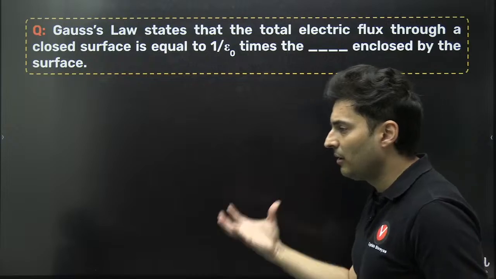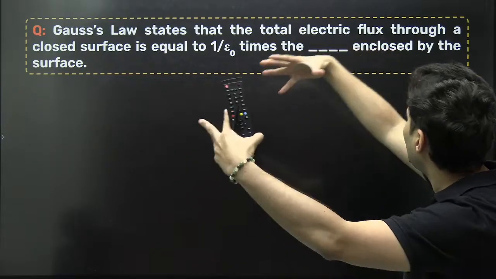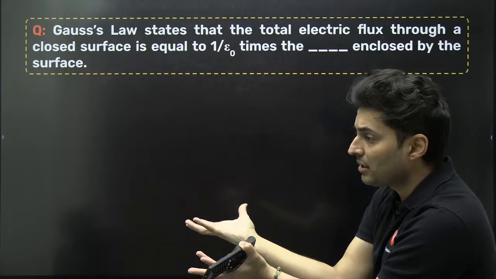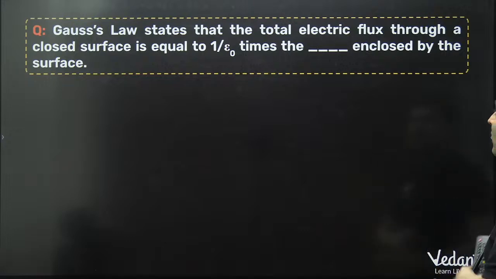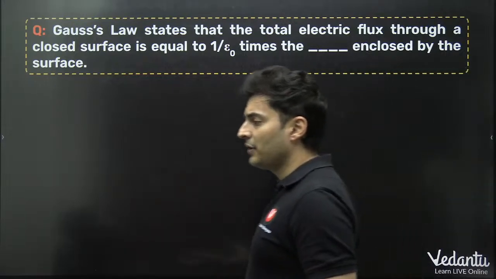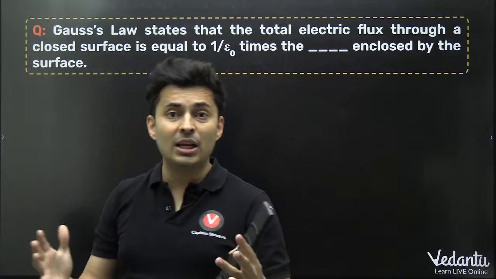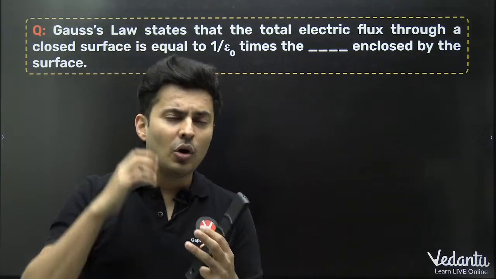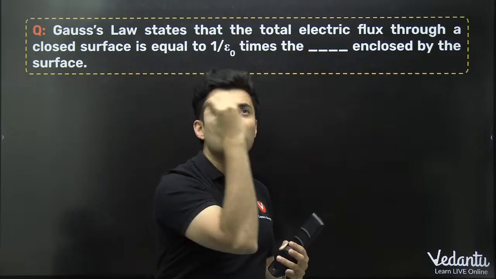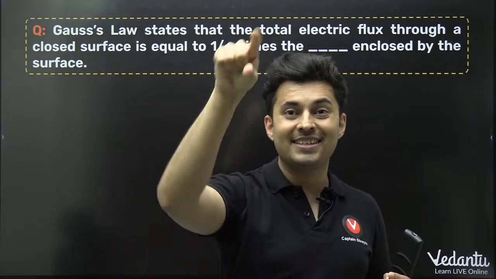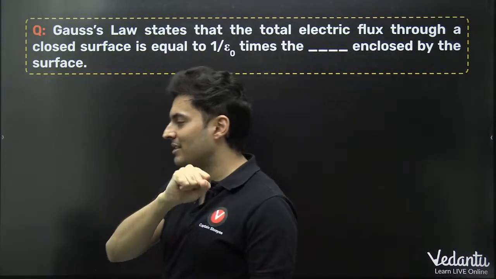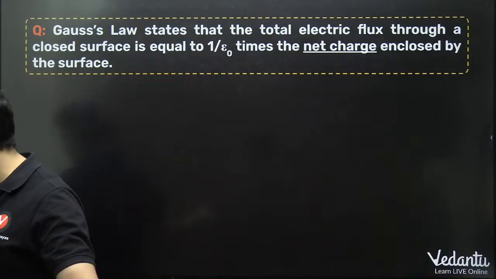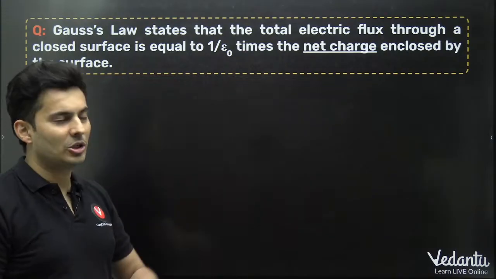Next, Gauss's law states that the total electric flux in a closed surface is equal to 1 by epsilon naught times the dash enclosed by the surface. 1 by epsilon naught of what? Gauss's law, total flux is equal to something by epsilon. Something is Q in. What is that Q in? Q in is the total charge which is enclosed. Exactly, the total charge which is enclosed, or the net charge which is enclosed.